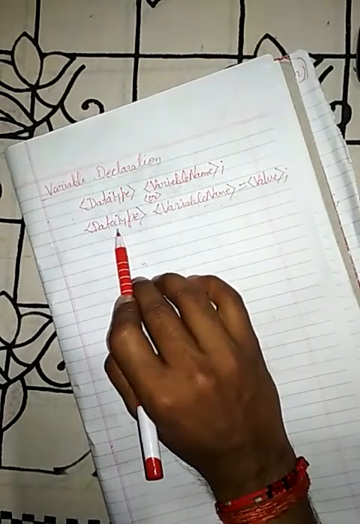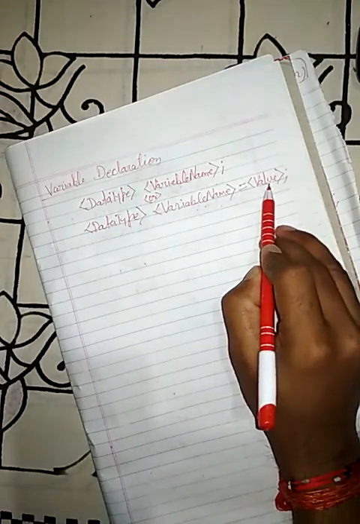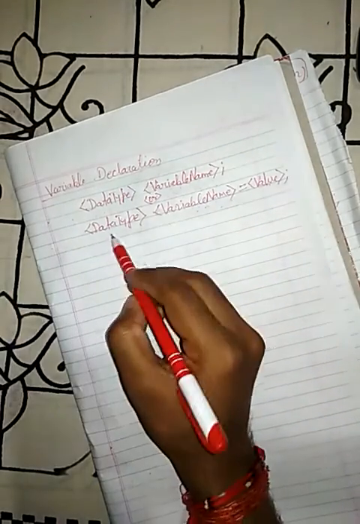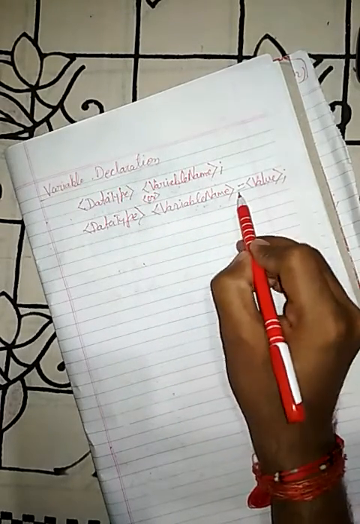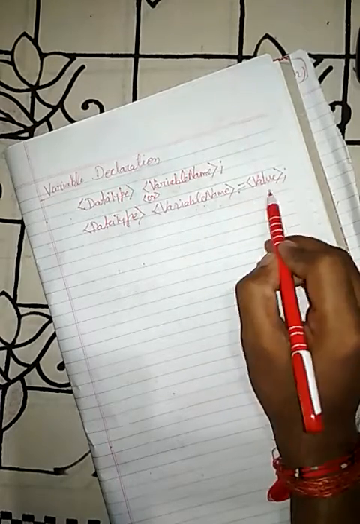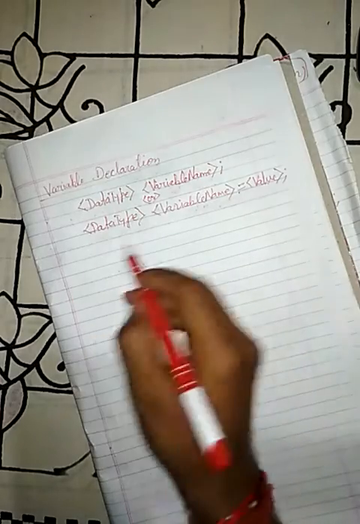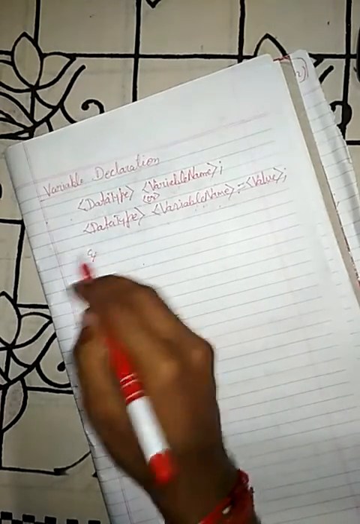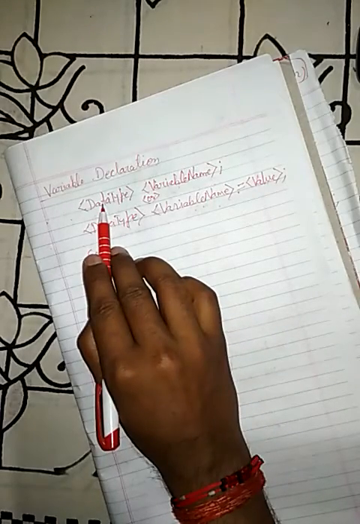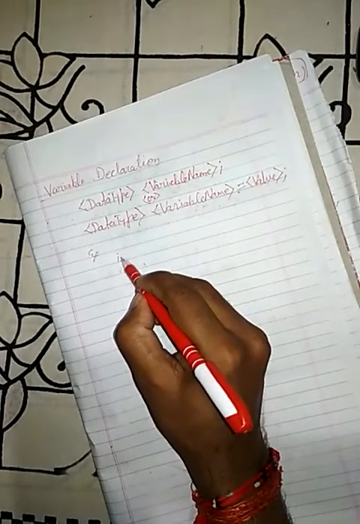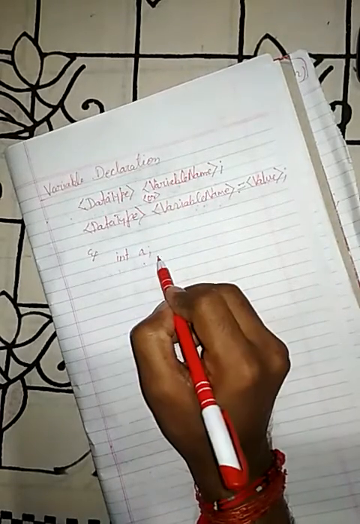In this second concept, same thing is there: data type, variable name is equal to value. Okay, here if we write the assignment operator and value, this is called initialization. It means we can say that this is variable declaration cum initialization. Okay, how is it possible? Let me show you using an example. First data type, suppose I'm taking integer, then variable name I'm taking a. This is terminate. This is variable declaration.